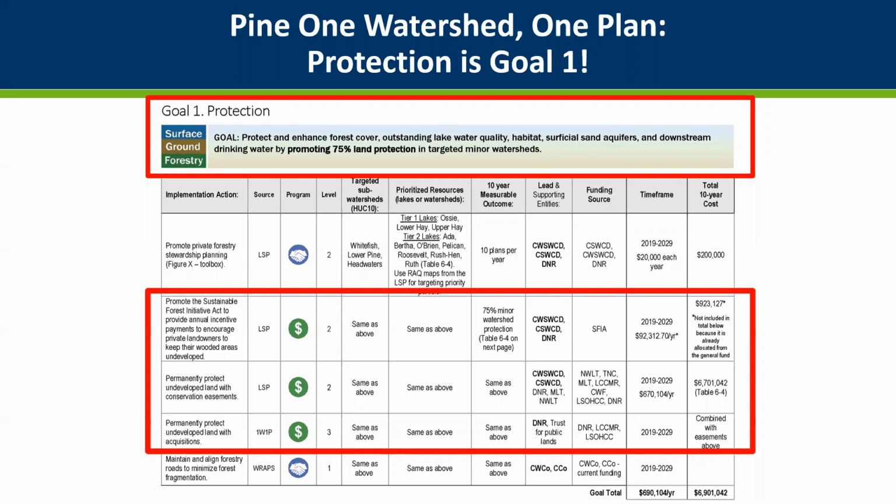Okay, we were particularly excited about the Pine because for the first time in Minnesota, there's a One Water, One Plan, a local water plan, where forest protection is the centerpiece of a water plan. This is the first time it's happened. You can see it there at Goal 1. And it's all about let's move watersheds where we still can to 75% forest protection.